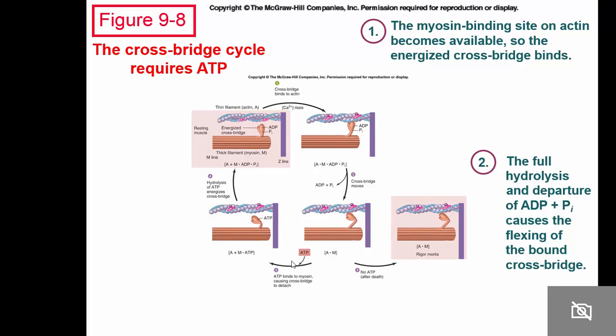The full hydrolysis and departure of ADP plus Pi causes the flexing of the bound cross bridge. I don't like that terminology. I don't like what that says, so I give you two of mine. All right. I think that's enough for today.